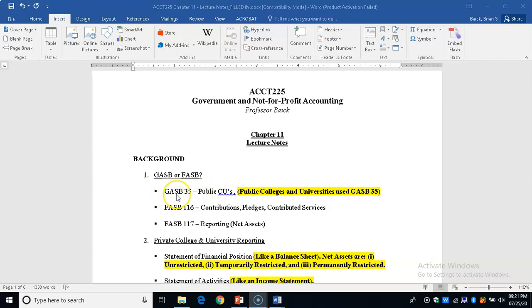We know that GASB 35 is going to be prescribing the accounting treatment for public colleges and universities. Remember, for public colleges and universities, you can report as a single government, multiple government, government and business type, business type, or fiduciary. That was in the notes. And then you have FASB 116 and 117. This is the basis for the accounting that's going to be done for private colleges and universities and private not-for-profits. Remember, again, Chapter 11 is for private colleges and universities.